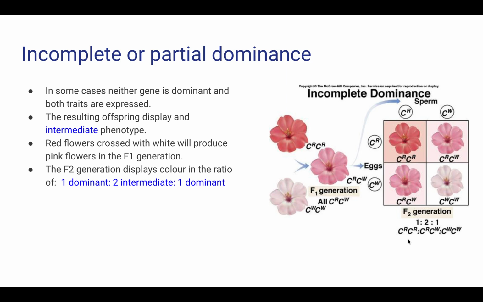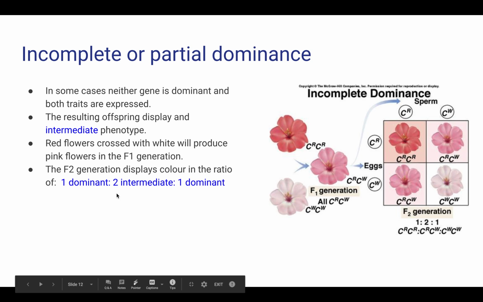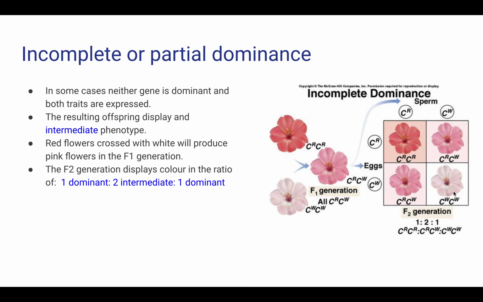So you're going to get 1 red, you're going to get 2 pinks, 2 that are RW, and you're going to get 1 white. This is different from what we saw in Mendel's P's. In Mendel's P's, we got 3-to-1 ratio, 3 of the dominant to 1 of the recessive. Here we're getting 1 each of the dominants and 2 of the intermediate, and we call this incomplete or partial dominance because they are both being partially expressed.